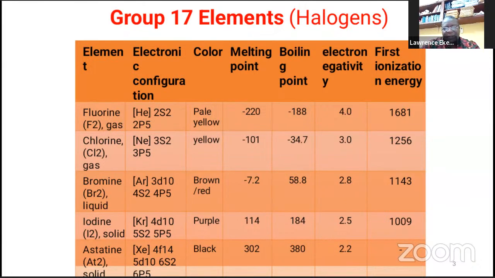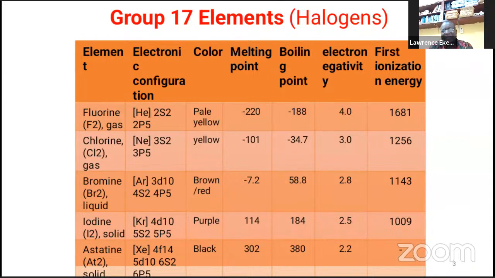And we said that most of the reactions of the halogens are redox reactions. Why? Because they have the ability to act as oxidizing agents. They have the power to oxidize. They can easily oxidize the metals. And because of this, most of their reactions in aqueous solution are reduction and oxidation reactions, redox reactions.